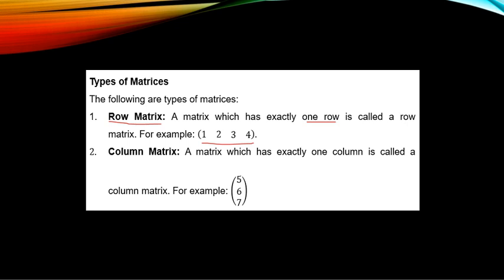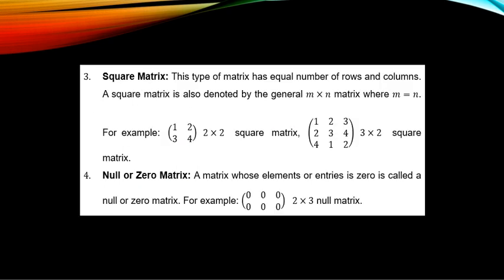All right. Secondly, you have the column matrix. A matrix which has exactly one column is called a column matrix. For example, 5, 6, 7, enclosed in a round bracket. So this is a vertical component, just one of it. So one column is referred to as a column matrix.